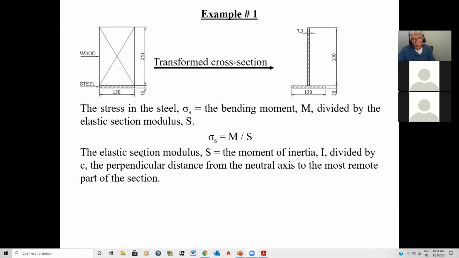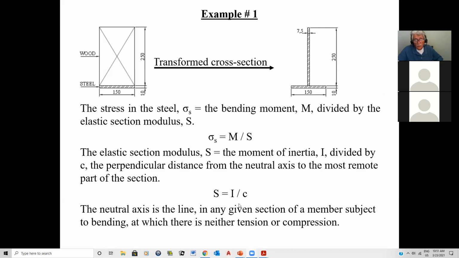So now, the elastic section modulus S is I divided by C. In other words, C is the distance from the neutral axis to the outermost fiber. Okay, and of course here it's not symmetric. So the first thing I need to do is determine where the neutral axis is. S is equal to I over C. So the neutral axis is a line in any given section of a member in which there is neither tension nor compression. And C, of course, is the distance from the outermost fiber to that axis.